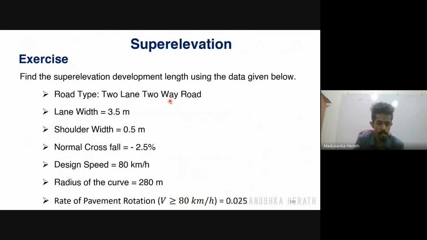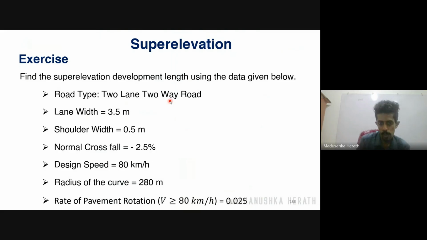Right. Next. Right, we have an exercise. Find the super elevation development length using the data given below. Road type is two-lane two-way road. Lane width is 3.5 meters. Shoulder width is 0.5 meters. Normal cross fall is minus 2.5. Design speed 80. Radius of the curve 280 meters. Rate of pavement rotation 0.025.